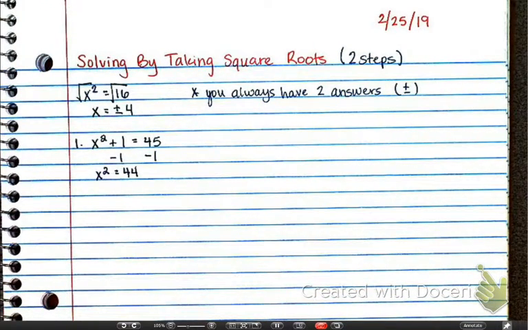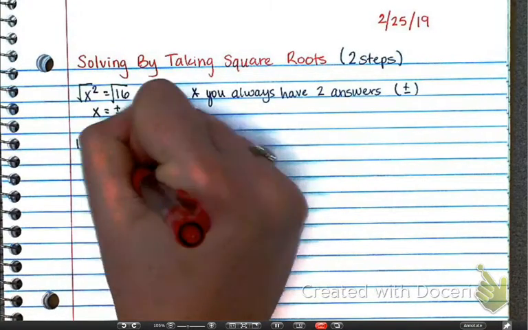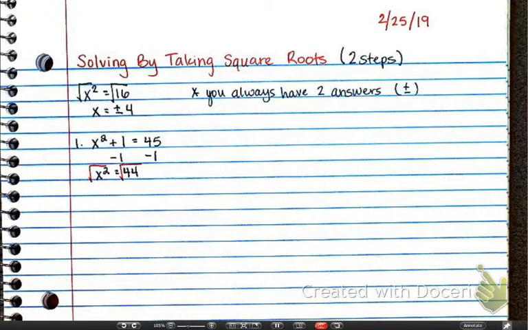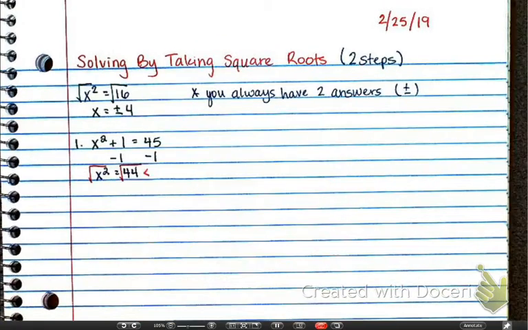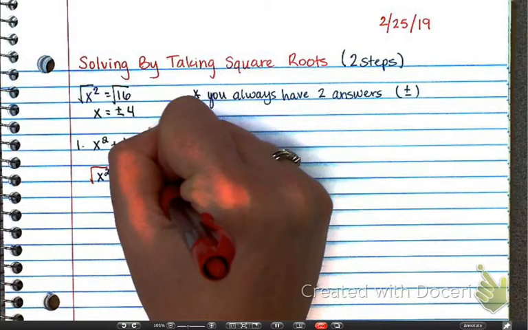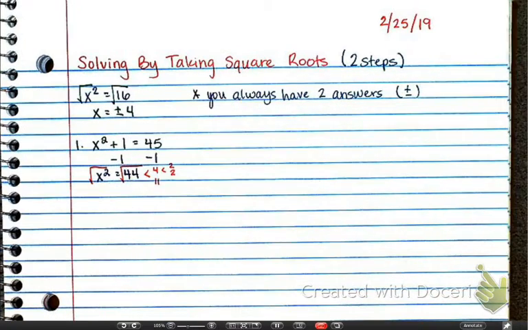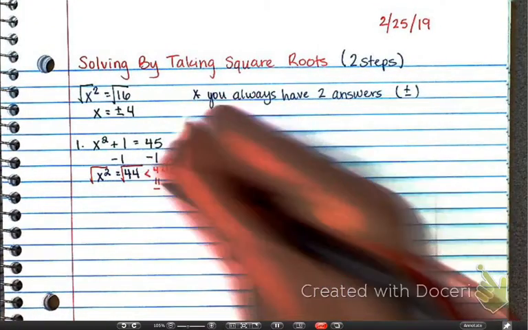I still need to get x by itself. How do I get x by itself? Square root both sides. Is 44 a perfect square? No, so we need to do what to simplify it? Factor tree. So let's do the factor tree and see what we get. Two numbers that multiply to 44: 4 and 11. And then 4 breaks down to 2 times 2. I have a pair of 2's with the 11 left over.